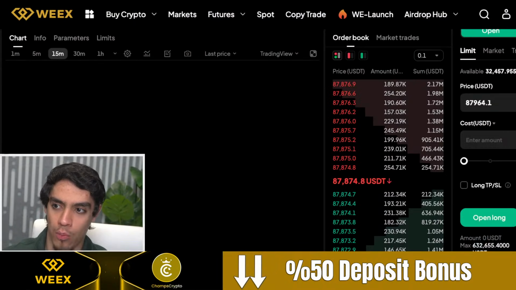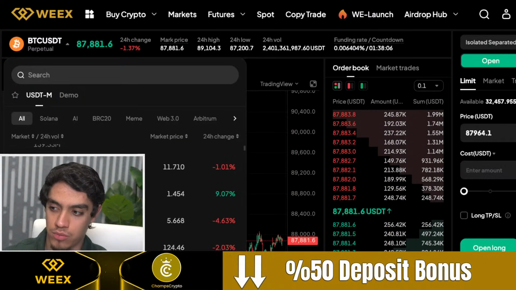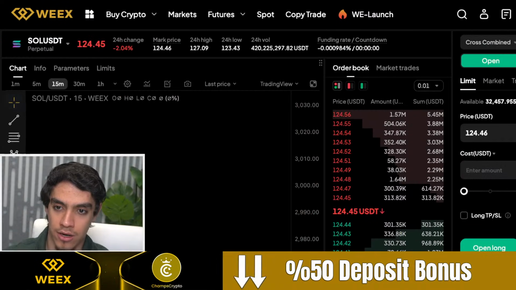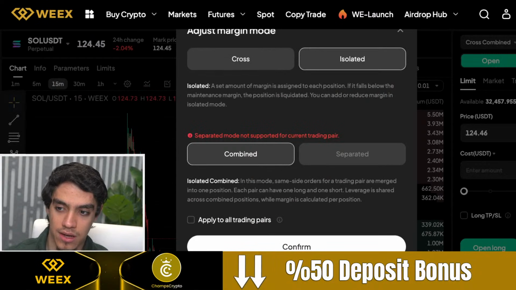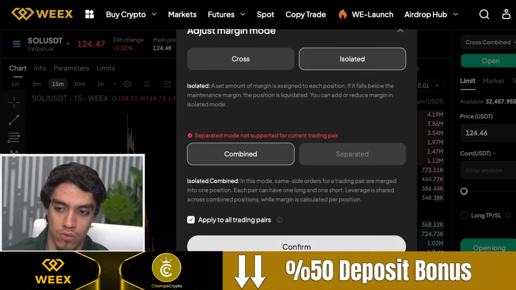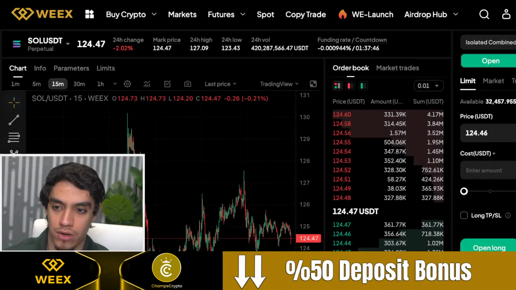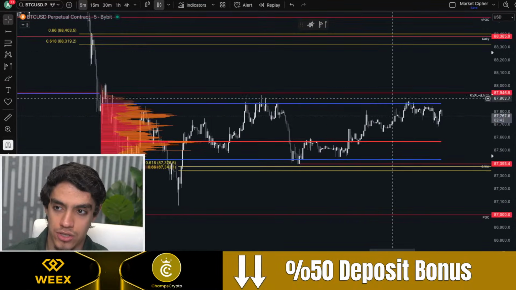Let me prep by putting Solana on weeks. Let's not forget to have this isolated. It's very sad how lots of pairs don't have this separated option, but I don't overtrade Solana, so I wouldn't care if I have it combined or separated. All right, apply to all pairs. I like this, that essentially will stop me from having to do it manually for every single pair. So Solana dropping, Bitcoin is dropping.